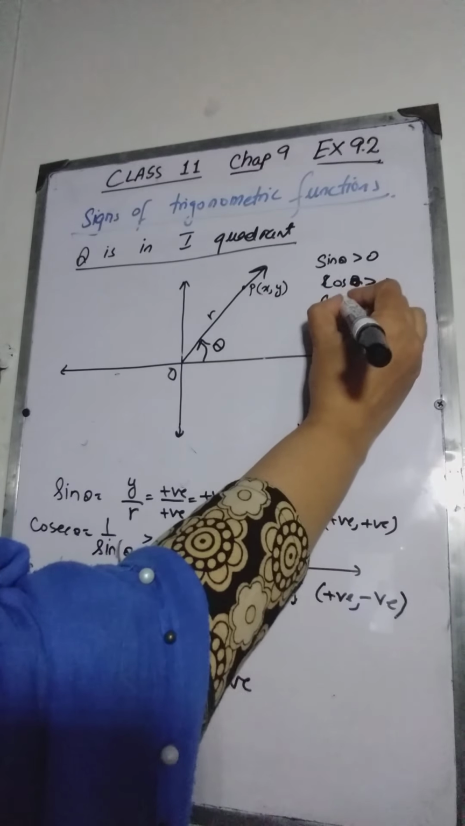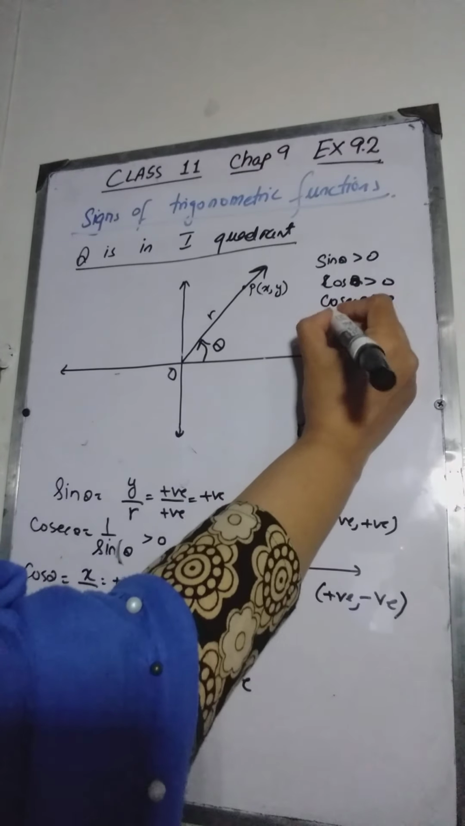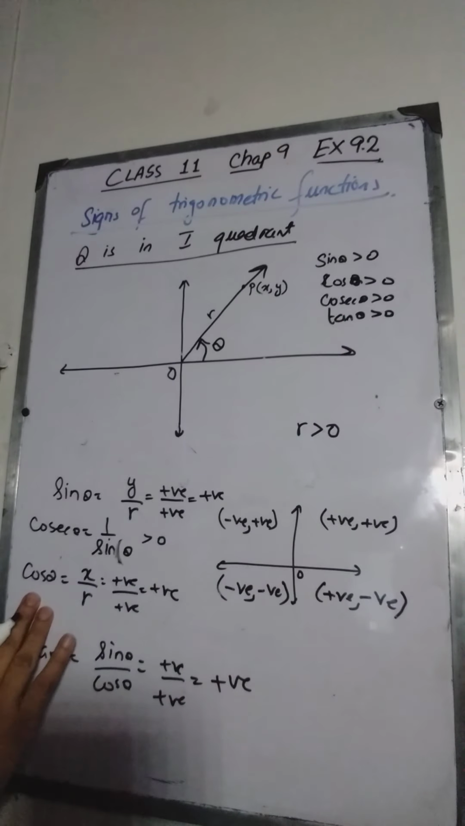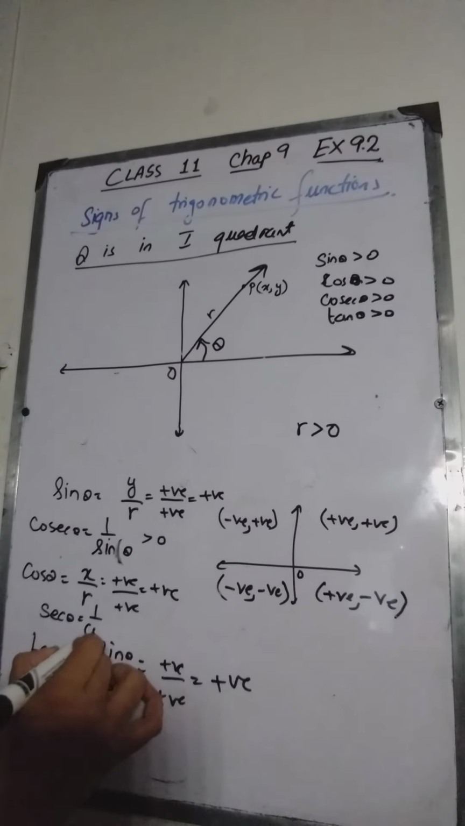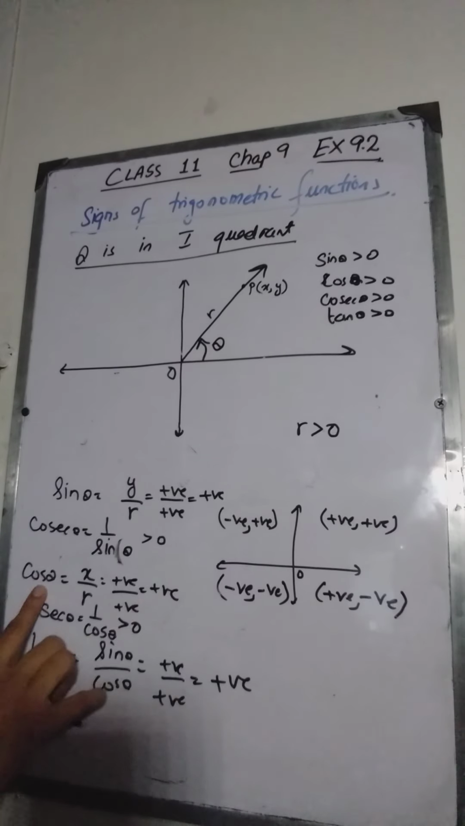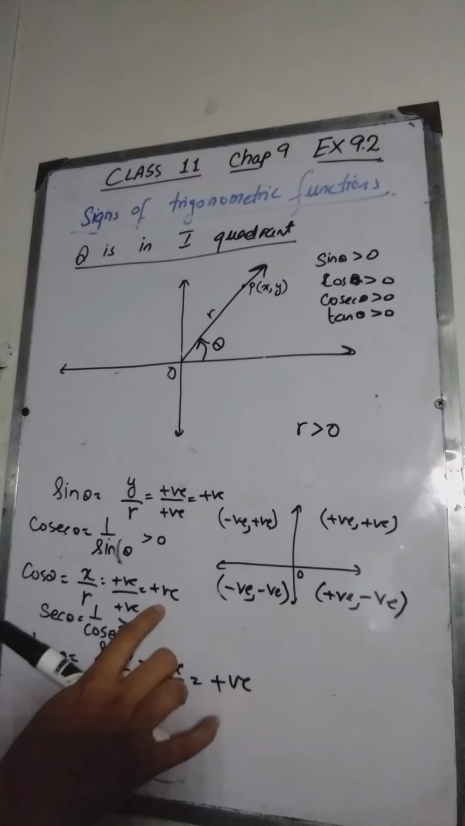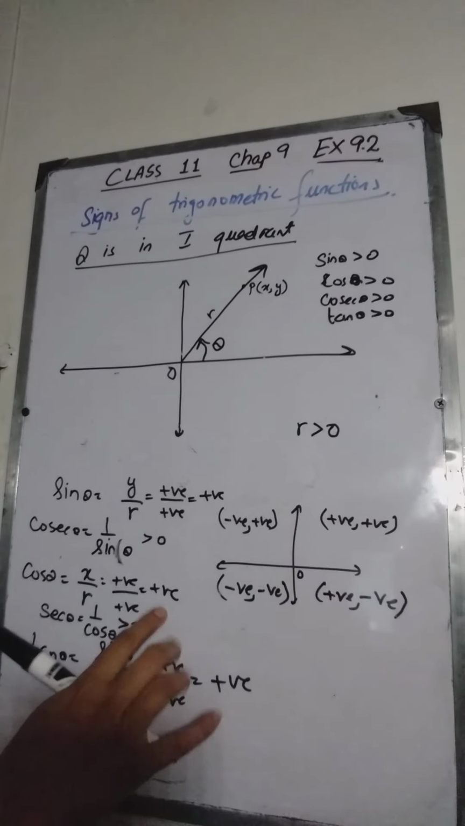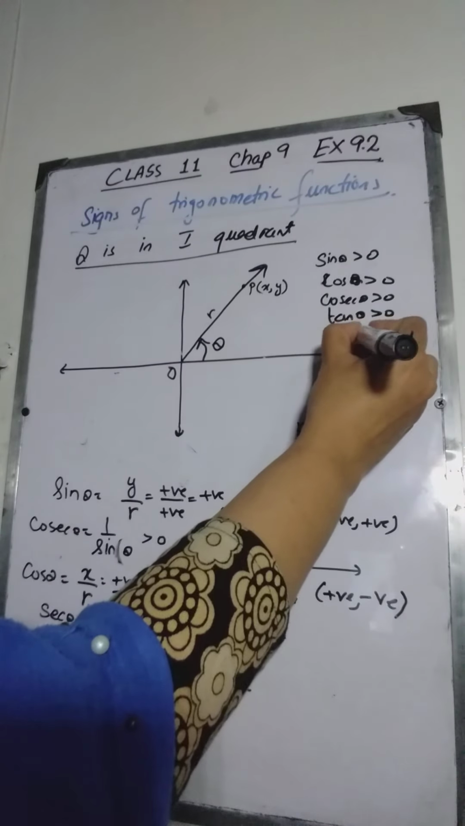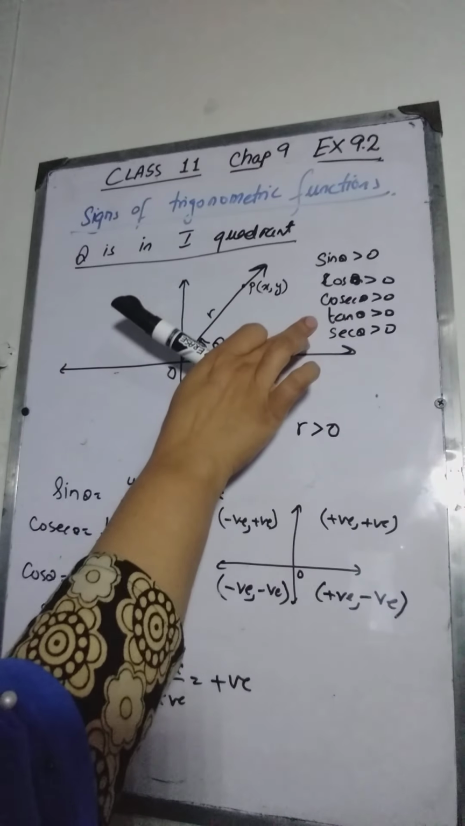Okay, so cosecant theta is greater than 0, tangent theta is greater than 0. Similarly, secant theta, which is the reciprocal of cos theta, will also be greater than 0 because its sign depends upon cos theta, and cos theta, as we have already learned, is positive in the first quadrant. So secant theta will also be positive.